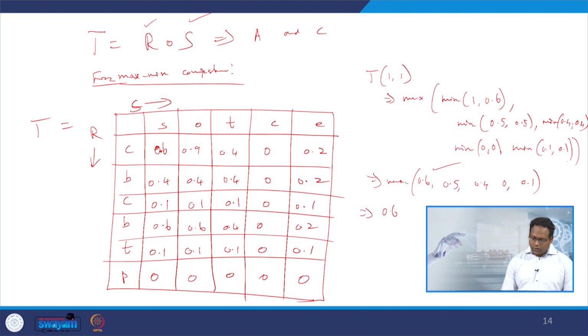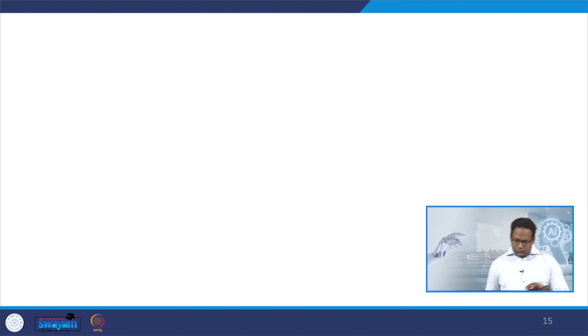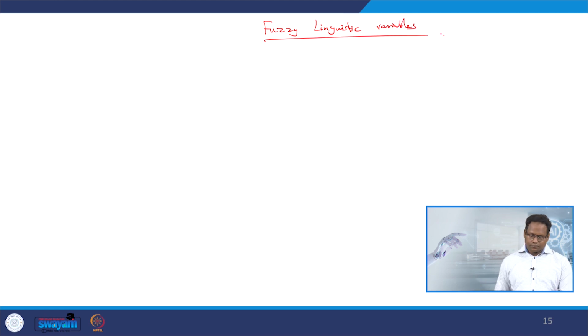Okay. So, like this we have completed the relation matrix to obtain through fuzzy max min operation composition. Okay, composition operation. Alright, now let us talk about something called fuzzy linguistic variables. That is very important to construct the fuzzy rules. Let us see that now. Okay. So, now let us talk about fuzzy linguistic variables.